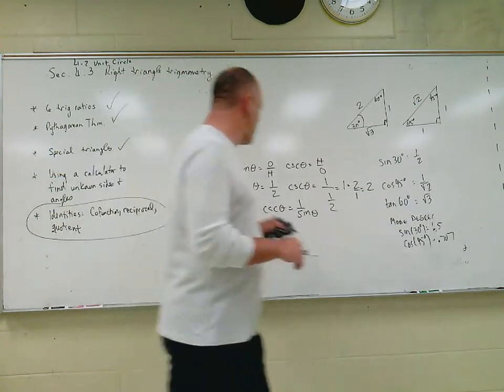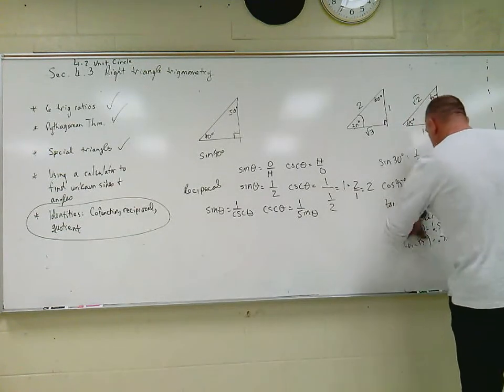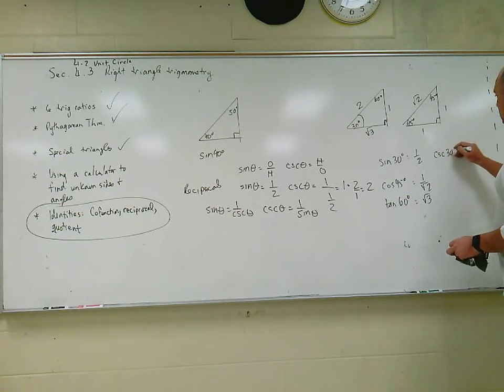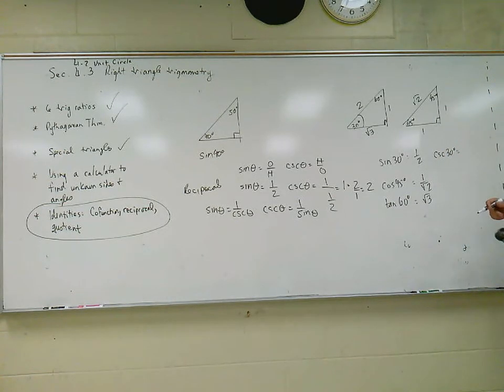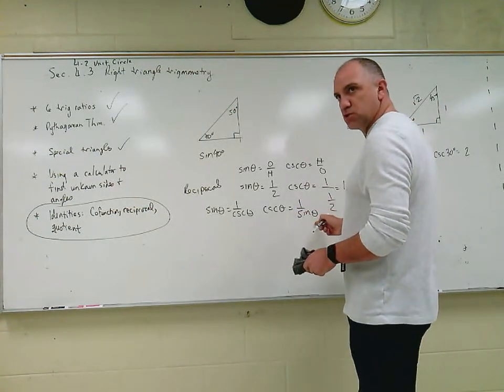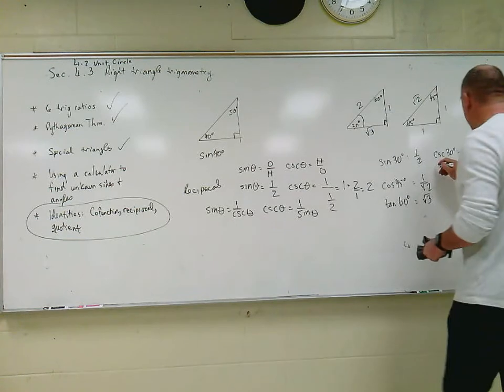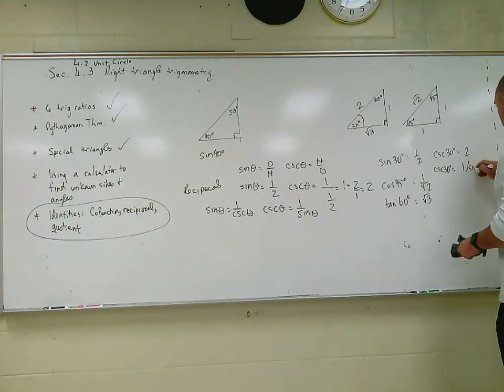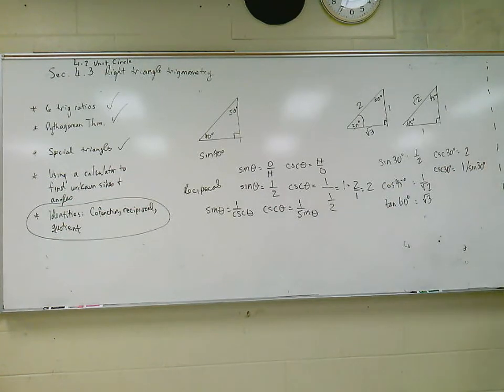Notice, I don't have a cosecant button on my calculator, but I know that the cosecant of 30 degrees should equal 2 because it's the reciprocal of sine. So if you want to get cosecant on your calculator, just do 1 over sine and that should give you the answer. So if I'm going to do cosecant of 30, I don't have a cosecant button, but I'm going to do 1 over sine of 30. And that should give me cosecant. Okay?